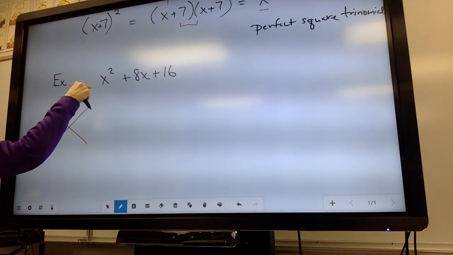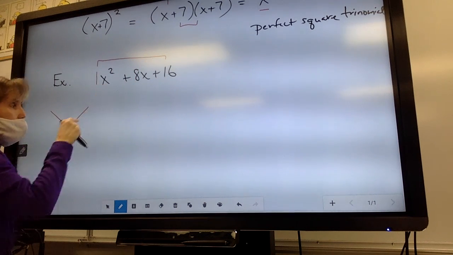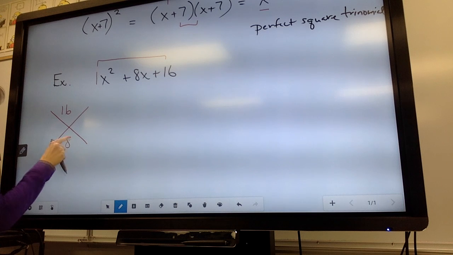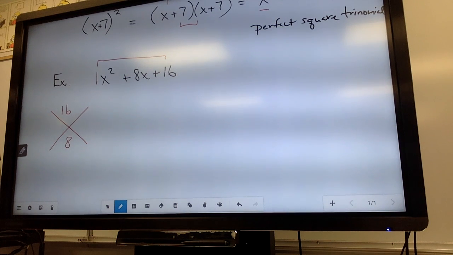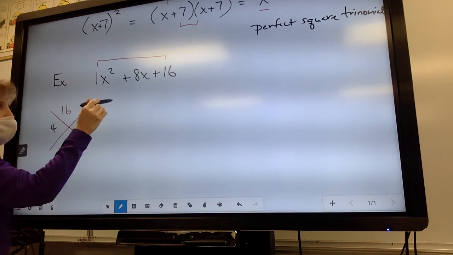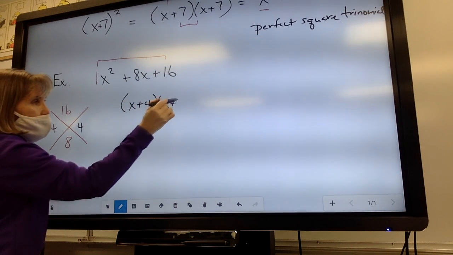What's the coefficient in this? 1. So I'm taking 1 times 16, and I'm looking for a middle term of 8. So what factors of 16 are going to add up to 8? 4 and 4. Yes. Notice they're the same. So we get x plus 4 and x plus 4.